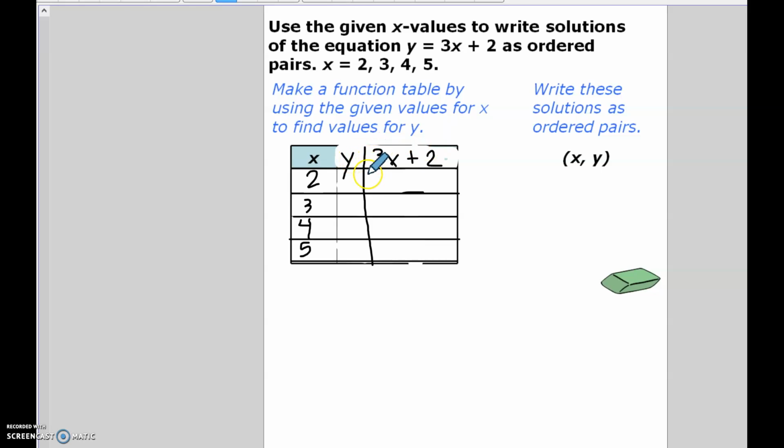So I'll show you. 3 touching x means multiply, and x is 2 because I told you to use 2 first, and then we're going to add 2. So 3 times 2 is 6, plus another 2 is 8. So the answer we put here. So that will be an ordered pair that we can graph, 2, 8. All right, next I'm going to use 3, but instead of putting 2 for x, now I'm going to do 3. So we're just doing a pattern.